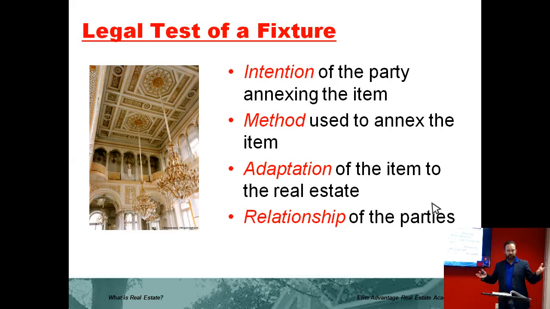What if they had a super high intensity cappuccino maker? It's hardwired in, and it's plumbed in with the water and all that. What was the intention of them putting that in the kitchen? Was it an amenity, or was it simply something that they were taking with them? So then we go to question number 2, which was the method of the annexing. How is it attached to the property? Is the water line plumbed in? Is the gas line plumbed in? Just plugging it into the wall doesn't make it a fixture, that's not a method of attachment, because you could unplug it and take it with you, like one of those little toaster ovens.